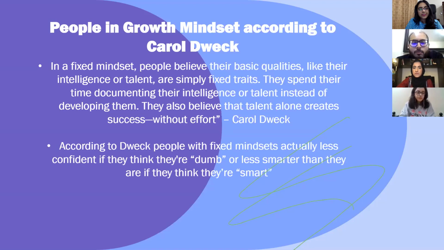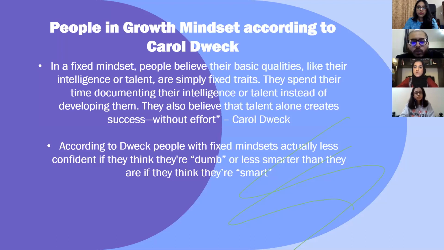According to Dweck, people with fixed mindsets are actually less confident if they think they're dumb, or they're less smart than they think if they think they're smart. So surprisingly, you either have a lack of confidence in a fixed mindset, or you're overconfident and less smart than you actually are. And smartness for me has always been a very relative term. I think people are smart in different ways. Not everyone's smart on the same scale.